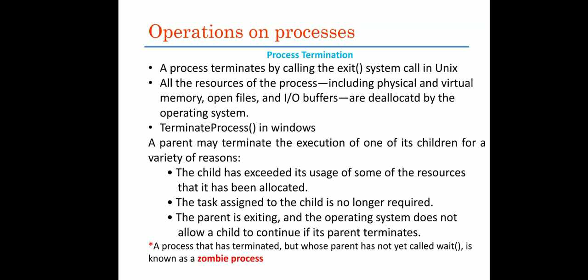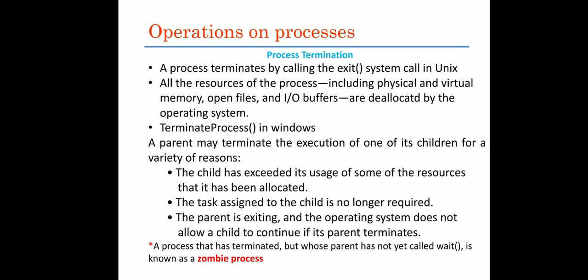All the resources of the process, including the physical and virtual memory, open files, and IO buffers, are deallocated by the operating system. When the process terminates by going into the fifth stage of your process state diagram, then whatever memory was allocated for that process will be deallocated, and whatever files are open for that particular process will be automatically closed. In Windows operating system, we use the function called terminate process.